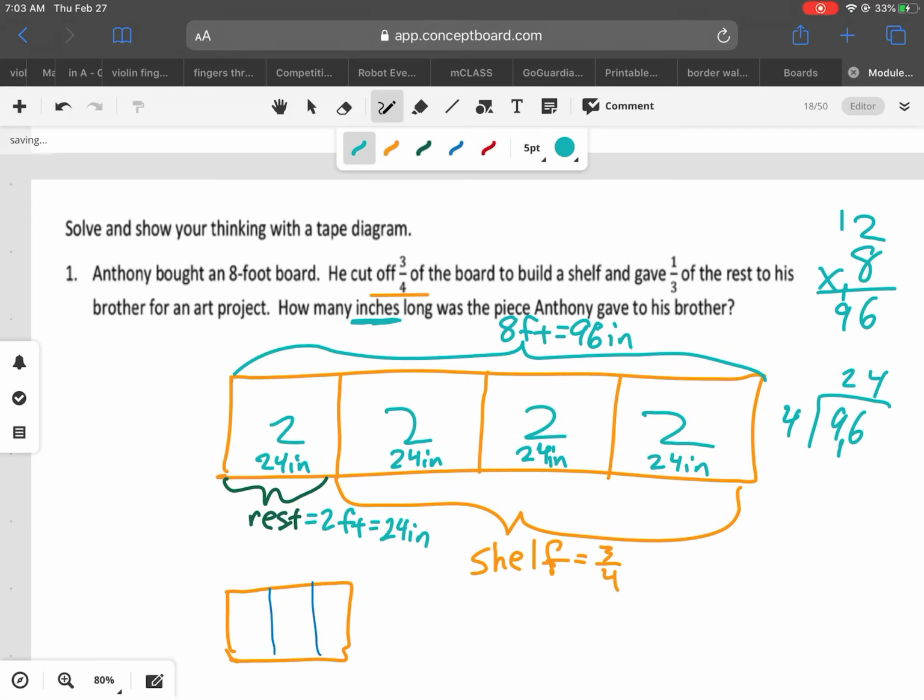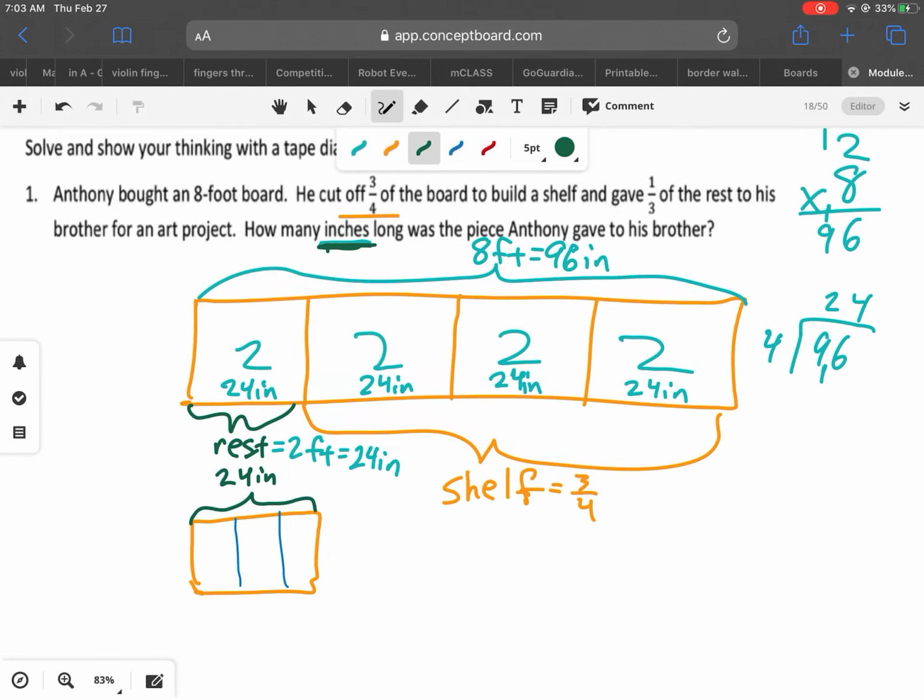Okay, so now that we know that the rest that is left is 24 inches, I'm going to leave it in inches because that's what it's asking for right here. How many inches was the piece Anthony gave to his brother? So he gave his brother 1/3.